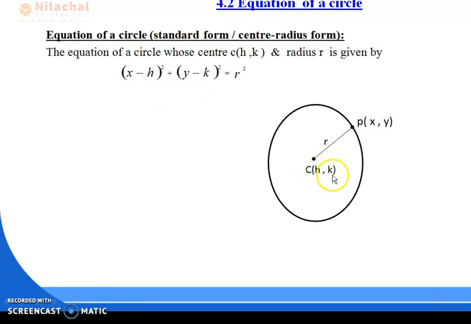Center coordinate is given and radius is given. If you know the radius of the circle and the center coordinate, then we can find out the circle equation. This circle equation is called the standard form circle equation, or you can say the center-radius form circle equation.